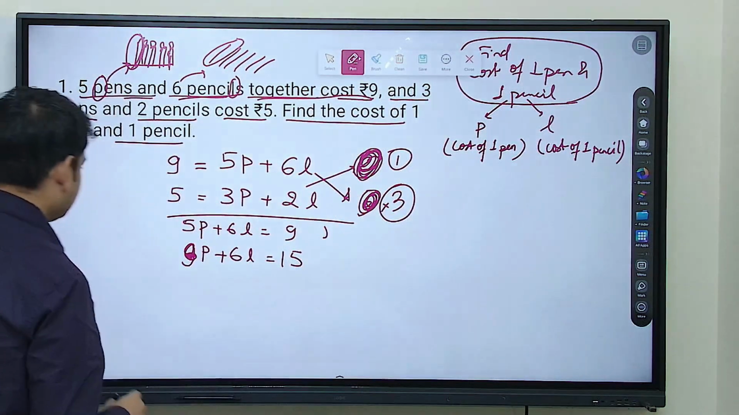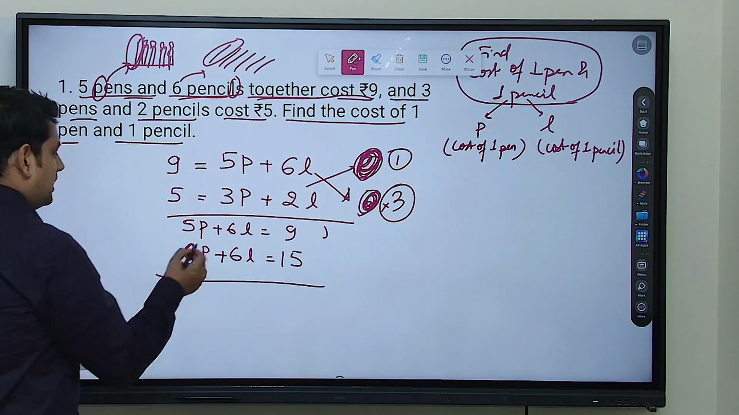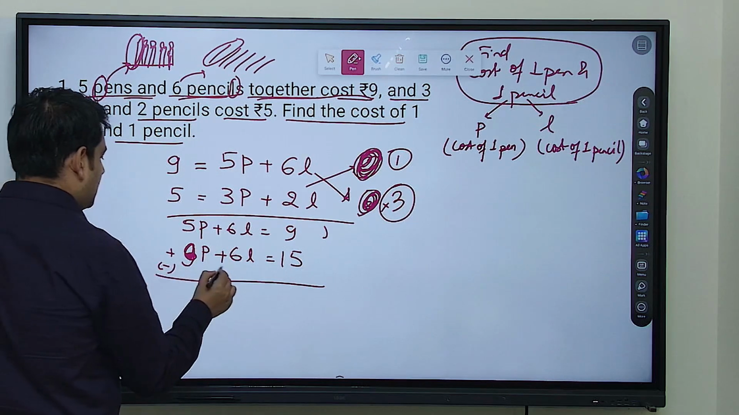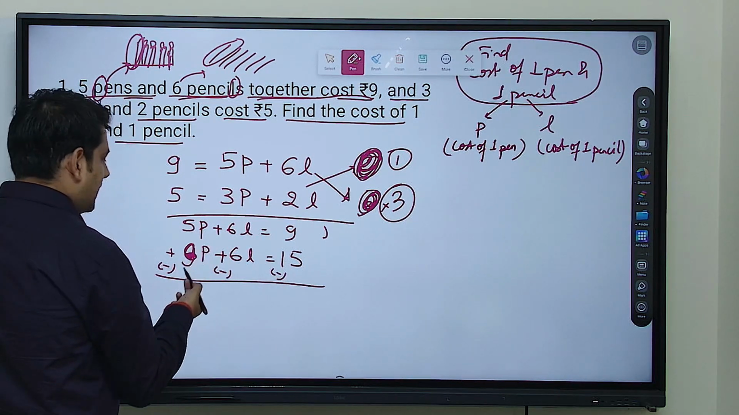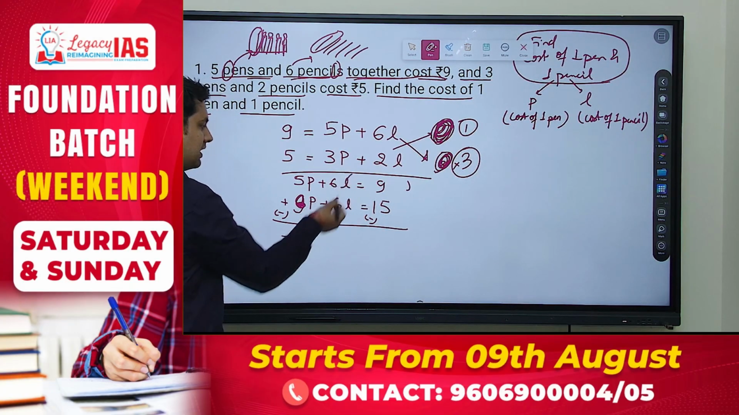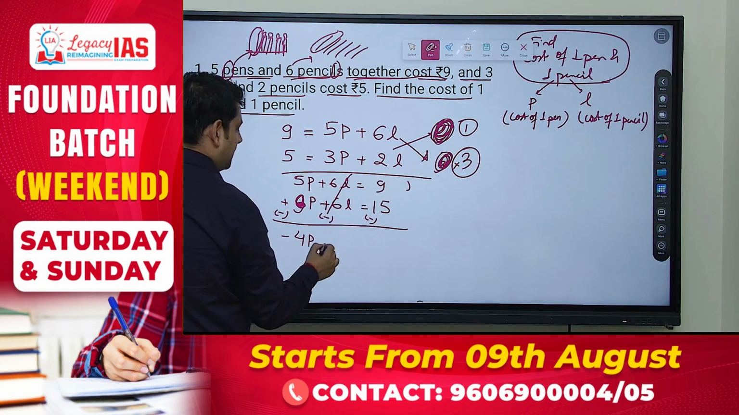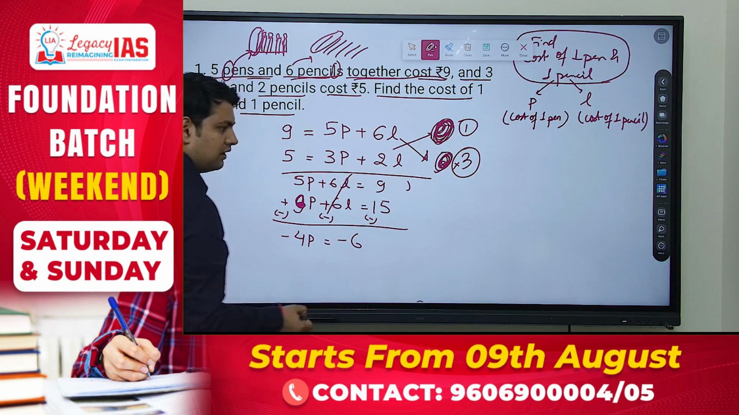Now see, once you get to this, what you need to do, just subtract them. So plus minus, plus minus, plus minus. What you will get? 5p minus 9p, minus 4p. Plus 6l minus 6l cancel out. 9 minus 15 will give you what? Minus of 6. Correct? Minus of 6.